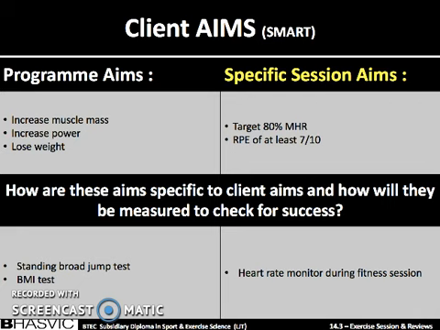Increase their power, because we did a series of tests and power was one of their weaknesses, which would help if they were better at it in rugby in terms of sprinting. And the last one was to lose some weight as well. That was a target of theirs that they chose themselves.